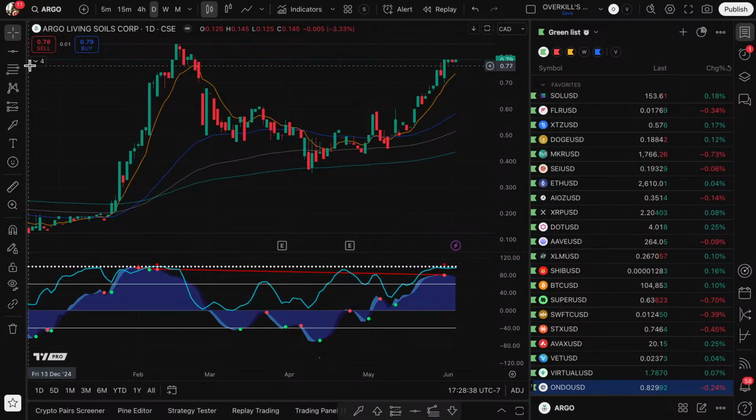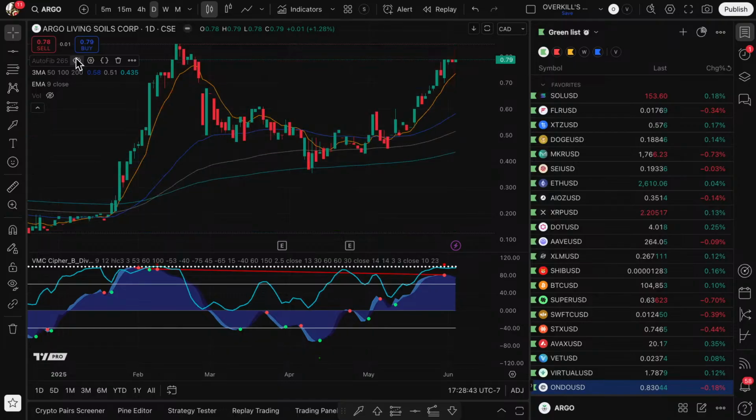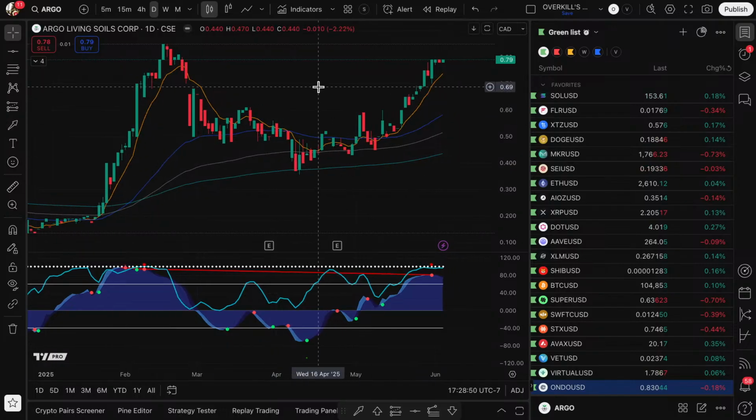Looks good. It's got a red dot up here though, so I'd sell this one. It's a penny stock, so I'd sell that one up there at 80 cents. Okay, it's got a red dot there. Based on our indicator, we'd be selling that one.